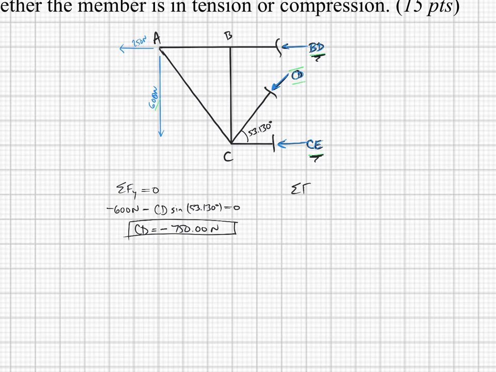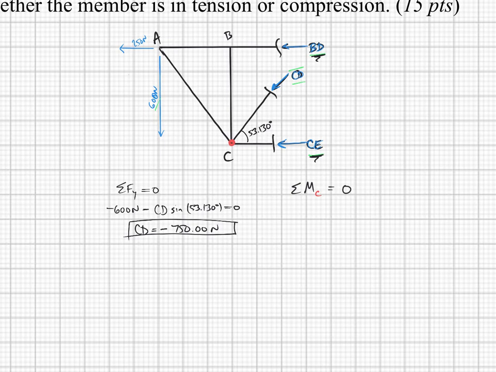So I'm going to do the moments. And the key here, as always, is to pick that beautiful point. That's going to make it easy. So we're going to pick this point C right here, because CD and CE both go right through that location, so they have no moment.